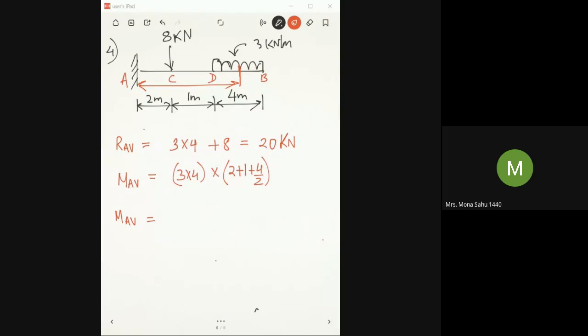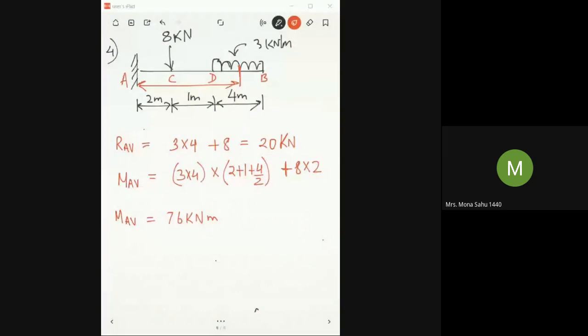Got it? Okay, that's going to be this, plus 8 multiplied by 2. So please tell me the answer. 76 kilonewton meter. Yes, it is 76 kilonewton meter. Okay, so we have 3 minutes. If you guys have any doubts, please ask.